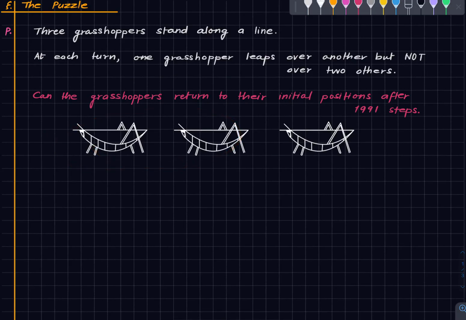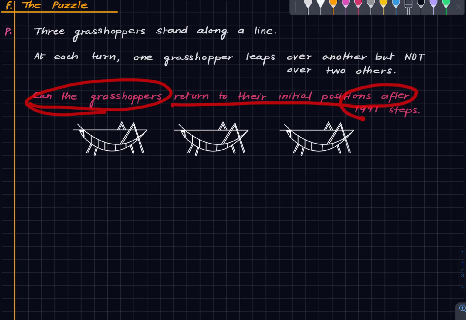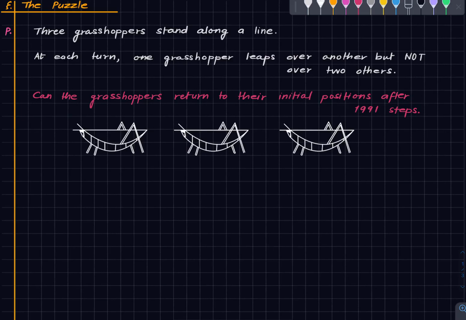Alright? So similarly, if this was doing the leaping, then it would either come there or there in the next turn. And similarly, if this was doing the leaping, then it necessarily comes in the middle. So the question is, can the grasshoppers return to their initial positions after 1991 steps? In other words, suppose these grasshoppers have names A, B, C.